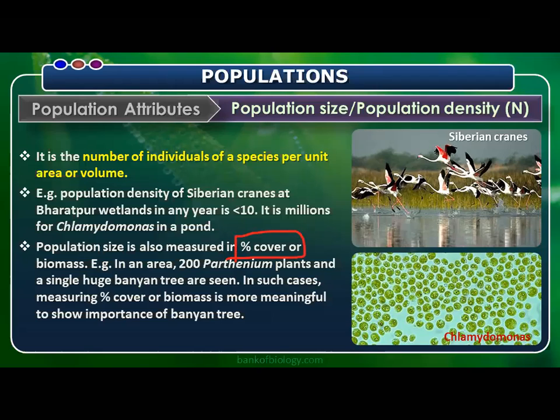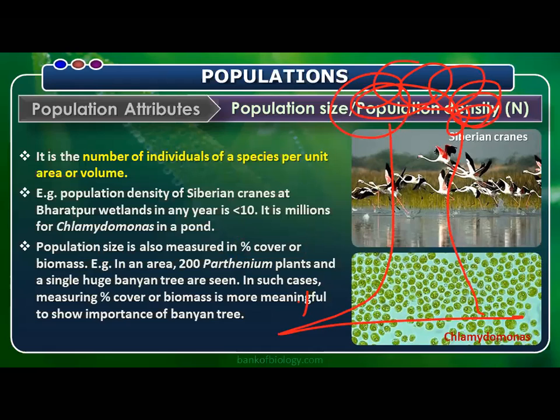Okay, in an area, 200 Parthenium plants and a single huge banyan tree are seen. In such cases, measuring percent cover or biomass is more meaningful to show the importance of banyan tree. Here, this concept explains that if there is a single banyan tree present and more weed plants, Parthenium hysterophorus, we know it as the best example of a weed plant. So 1,000 Parthenium weed plants are present.